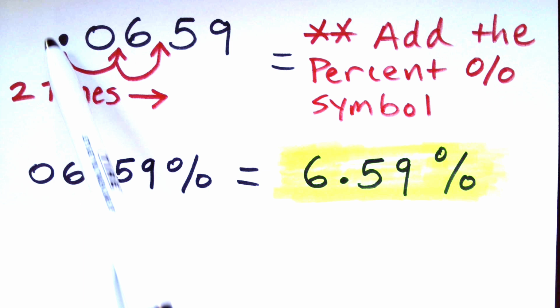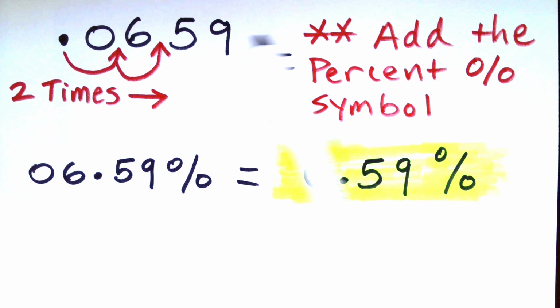Okay, this is what I wanted to show you here. Move that decimal 2 times to the right. Then you're going to add the percentage symbol. And you get 6.59%, just like you see down here. Or 0.659%, which is equivalent, that 0 is just a placeholder, to 6.59%.